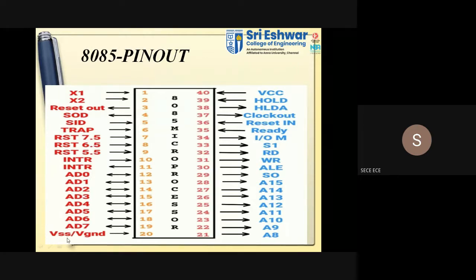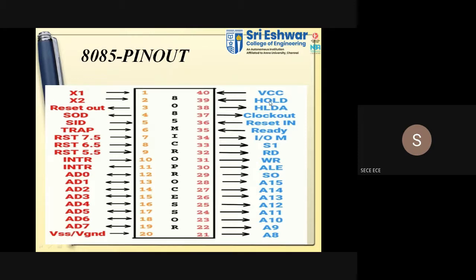Next we have VSS or V ground. Whatever IC you take, you are supposed to give supply and ground. Positive voltage should be given, and ground should be given. Your 8085 will work on 5 volts. So you give VCC 5 volts, and here you give ground. VCC is present in the 14th pin.